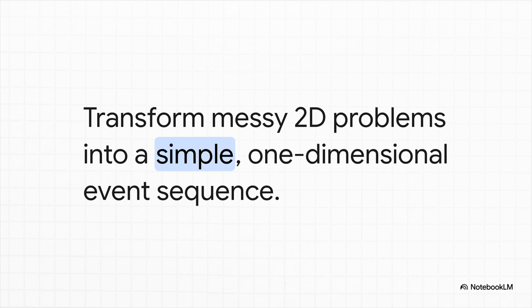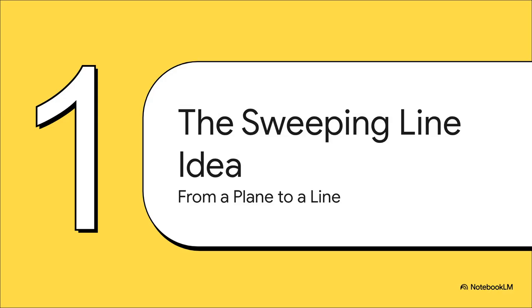The line sweep algorithm lets you transform that messy, two-dimensional chaos into a beautifully simple, one-dimensional sequence of events. And that right there is a huge shift in perspective that makes these seemingly impossible problems suddenly very, very manageable. Okay, so let's really dig into this core concept, the sweeping line. This is where we take this entire complex plane and just reduce our focus down to a single moving line.